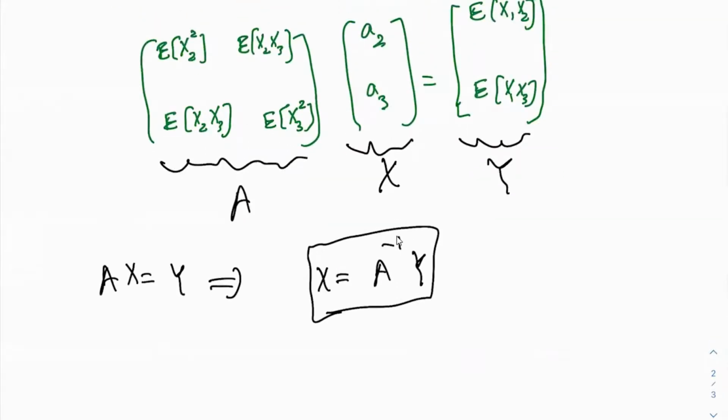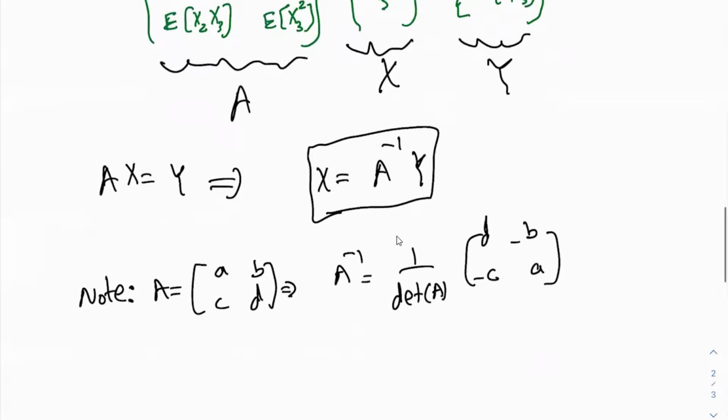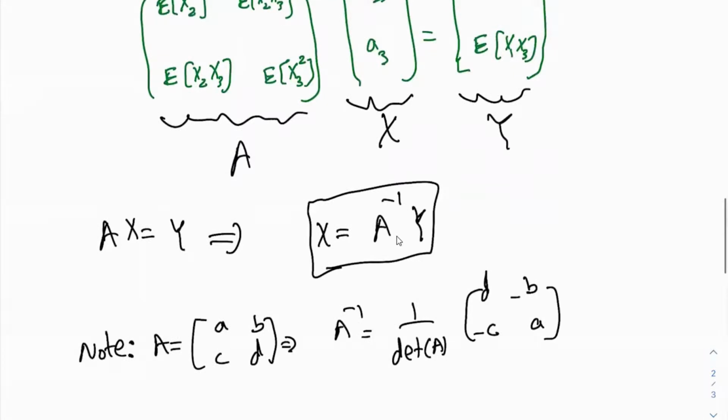When you have a 2 by 2, I will write a note here. If A is [a, b; c, d], then A inverse is 1 over the determinant of A, then swap the main diagonal d and a, and then negate the elements that are not on the main diagonal. So negative c and negative b. And the determinant of A is what here? The determinant of A is ad minus bc. So we do the same thing here.